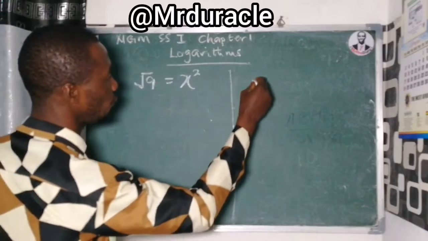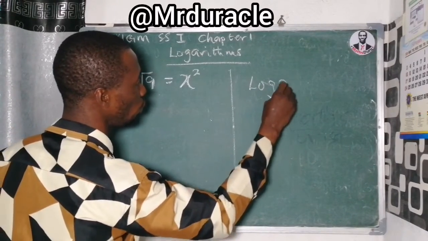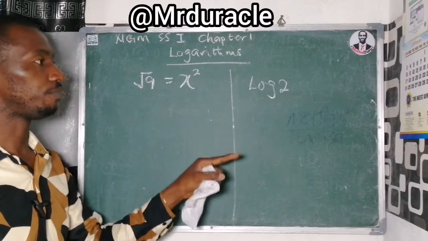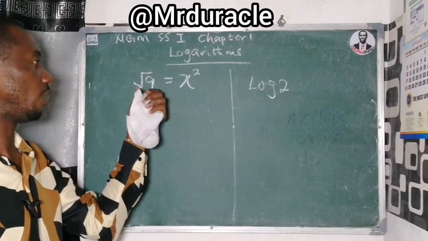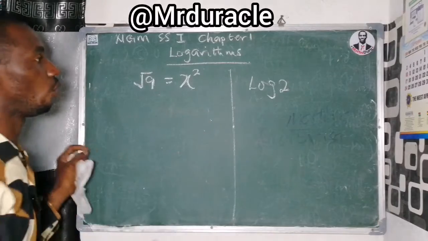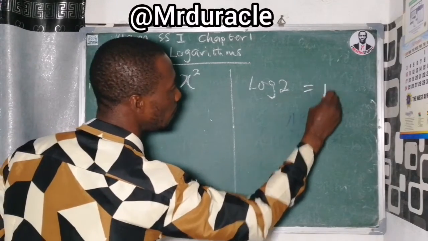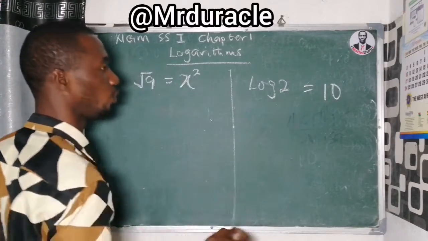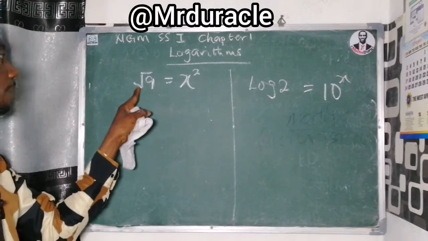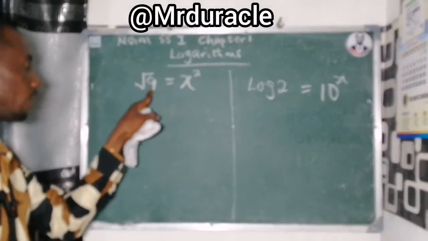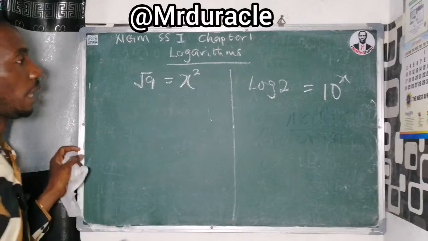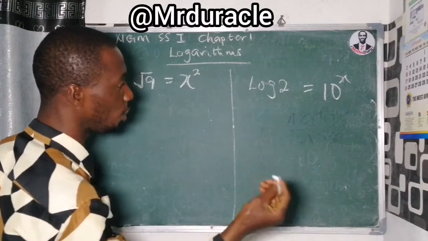For example, if I say find log 2, naturally, in a calculator, when we hear log, we're talking about base 10. Square root means square, and log means 10. So we're now looking for the index of 10 that will give us 2. Just like we have here, the base of 2 that gives us 9, here it is the index of 10 that gives us 2. So we'll start processing it. If we start looking for the index of 10, you can punch your calculator.